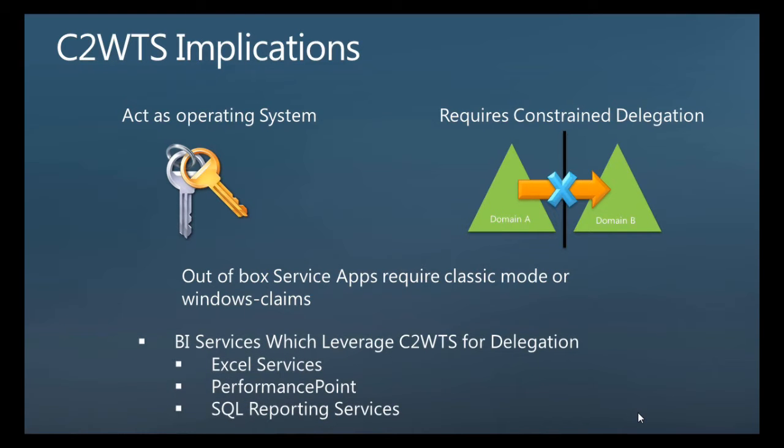Some of the services that you're probably familiar with that leverage this architecture, in particular the claims to Windows token service, include Excel Services, PerformancePoint, and now SQL Reporting Services 2012. We also require the claims to Windows token service for PowerPivot, but we don't actually need it to do delegation. We actually use it internally. So I don't list it here, but just be aware that it is leveraged with PowerPivot as well.